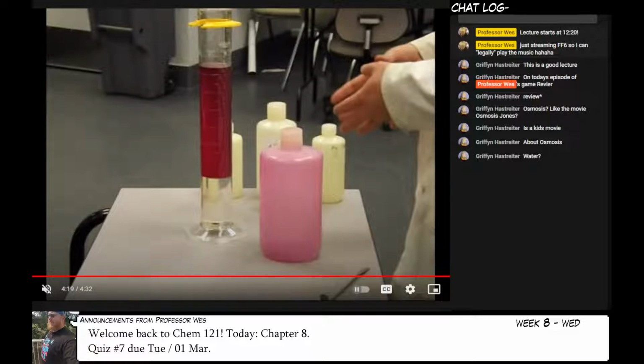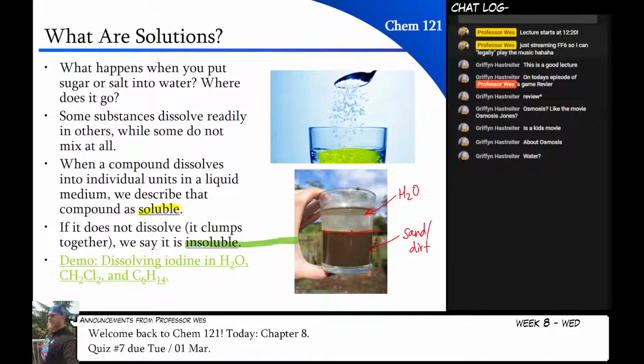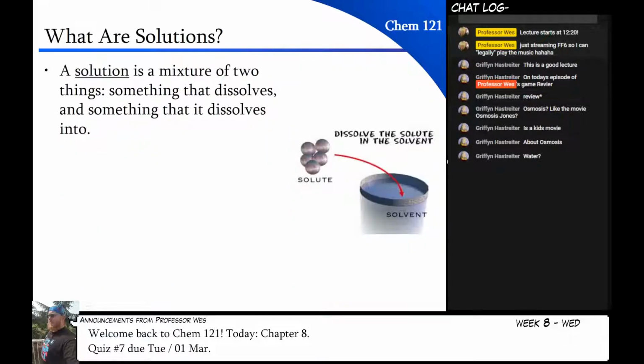So our goal is to explain why this is today. That's our objective, to explain all of those things. Now, in order to do that, we have to actually define what solutions are. So, to define a solution, we are going to ascribe the following properties. A solution is any mixture that has two components in it. Those two components will be something you dissolve and then something you are dissolving it into.